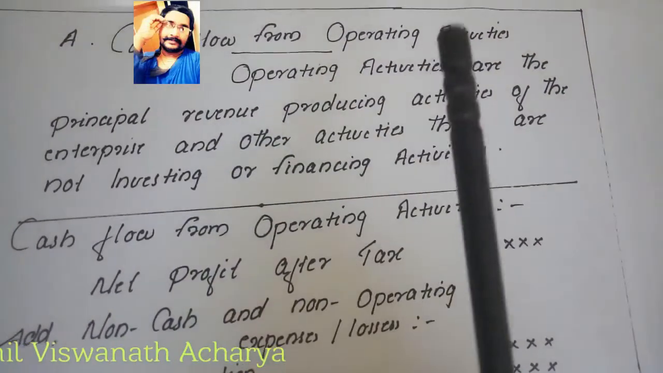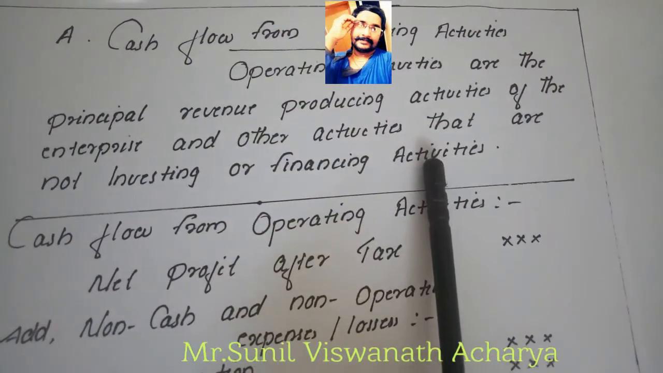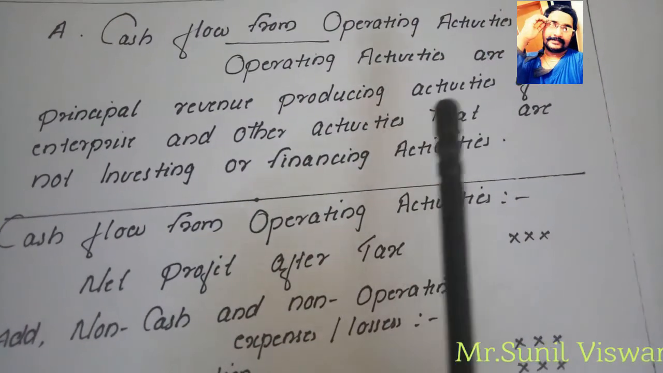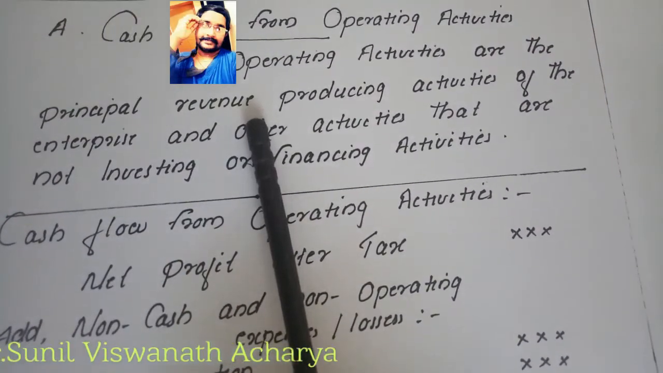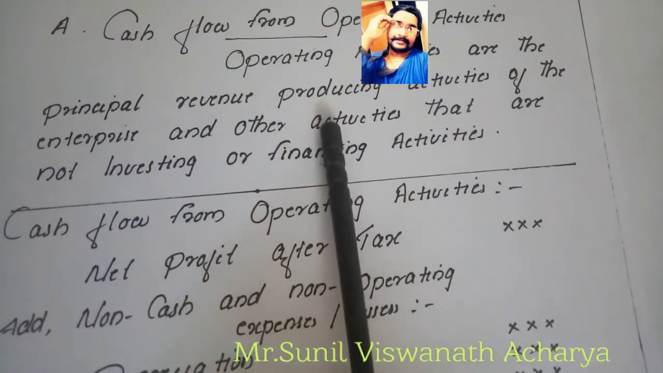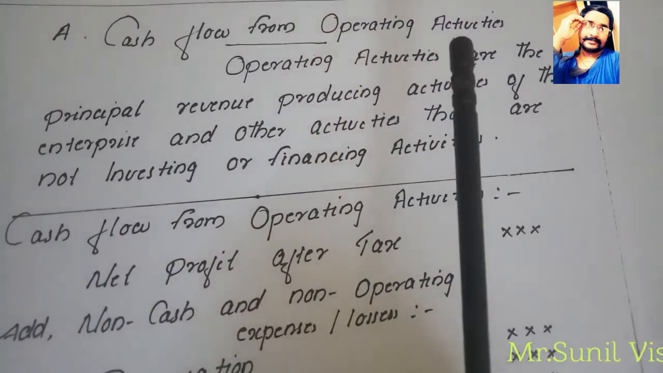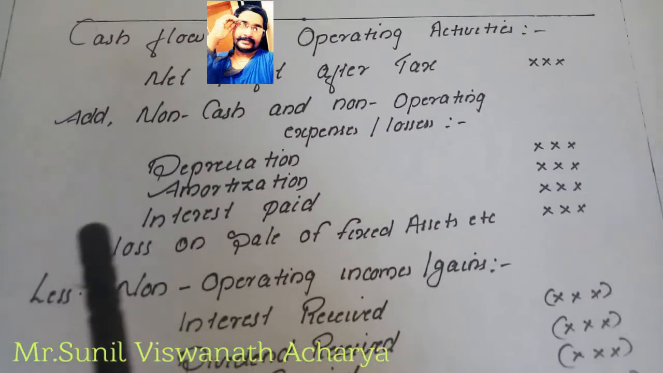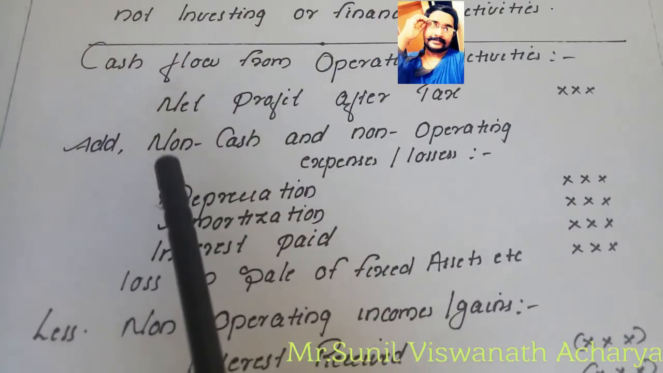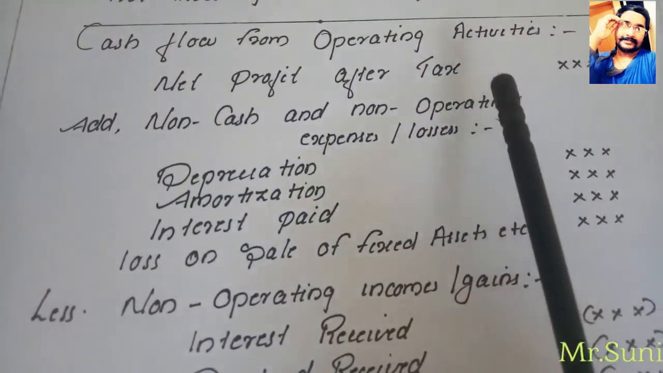So operating activity is the core activity of a particular business, through which that business is earning its principal revenue, the major revenue from operations. That activity comes under operating activity. See, here I have written how to calculate cash flow from operating activity.